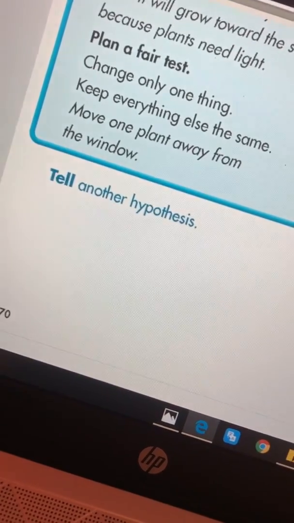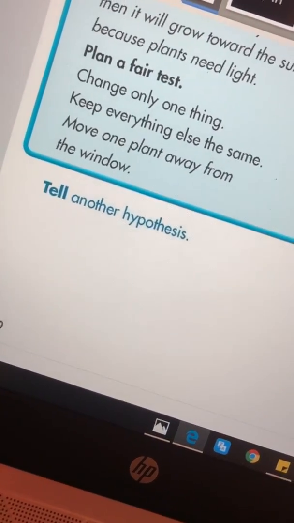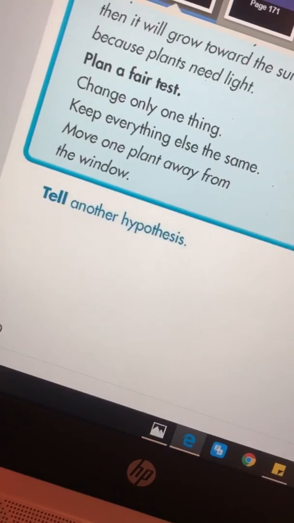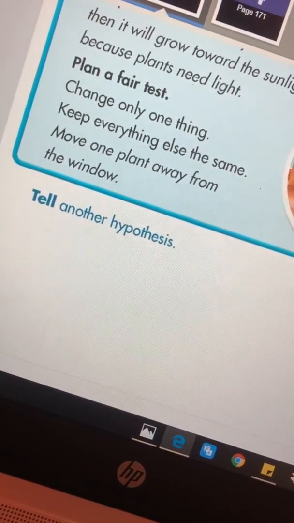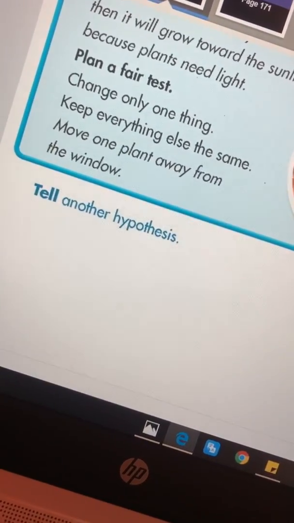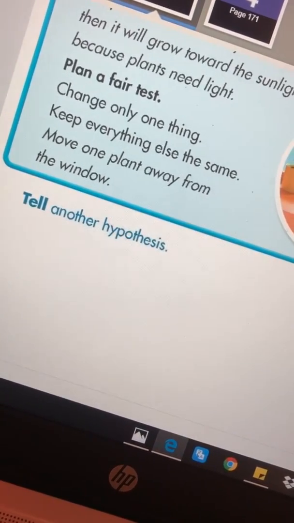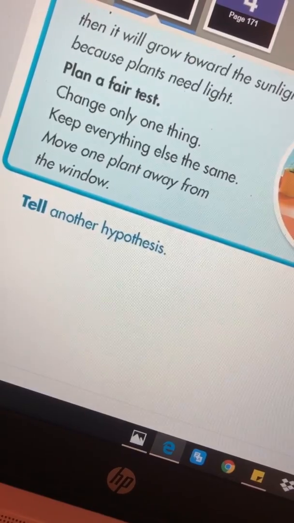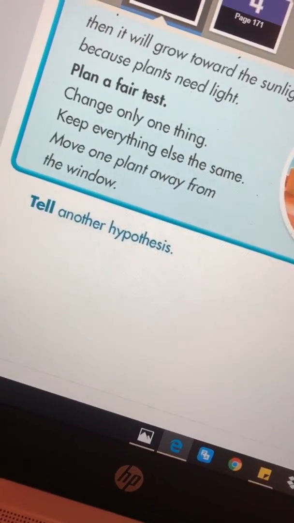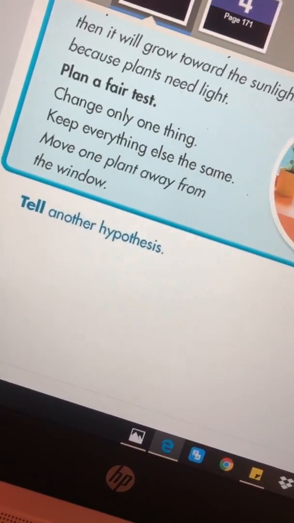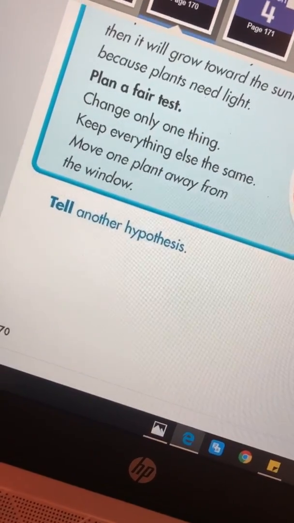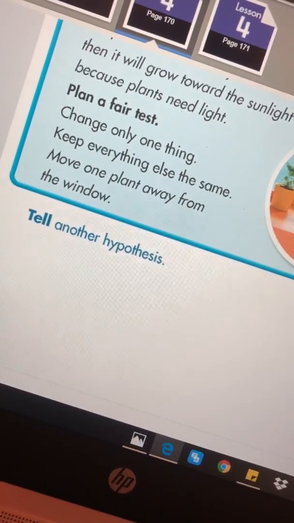Another hypothesis: if one plant gets more light than the other, so what will happen? You will suppose that the plant that gets more light will grow taller. Why? It will grow taller because plants need light to grow.